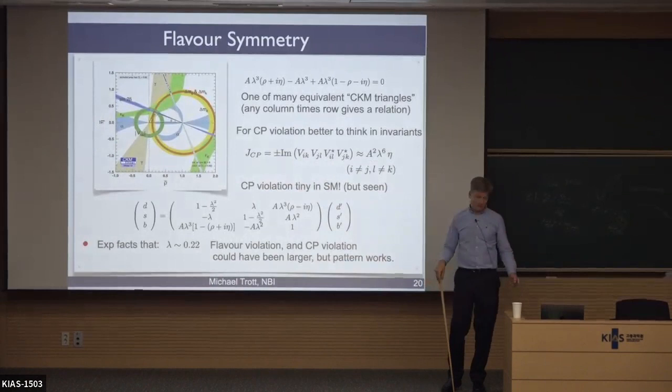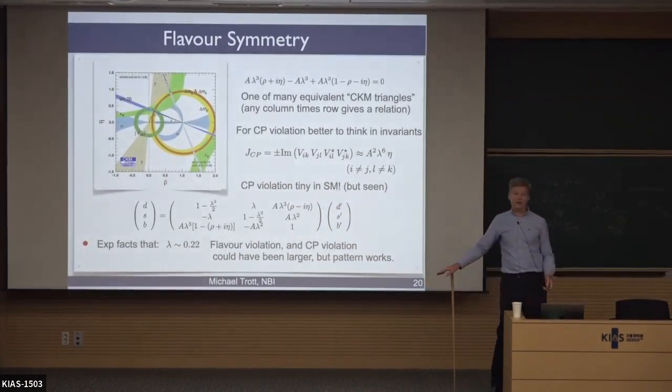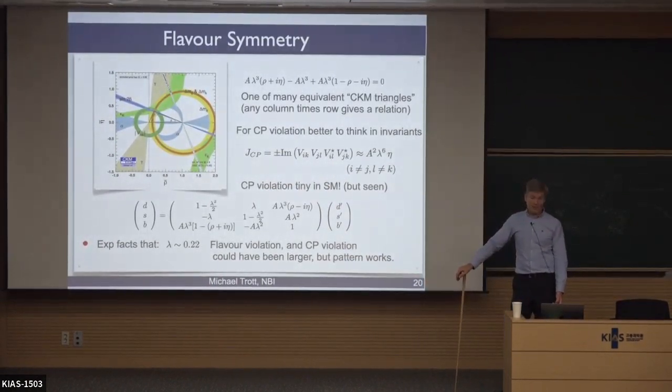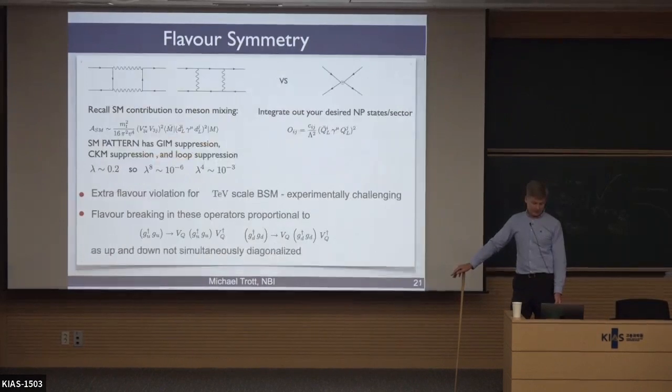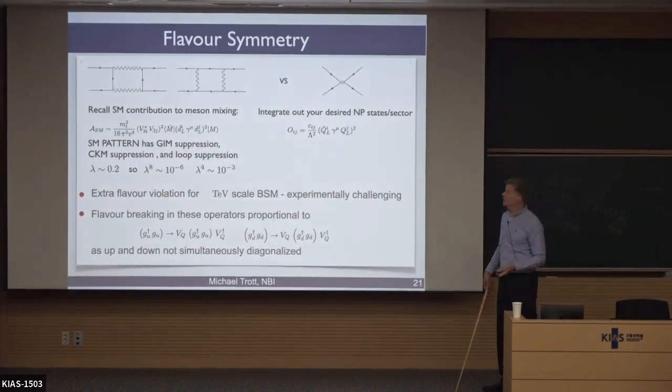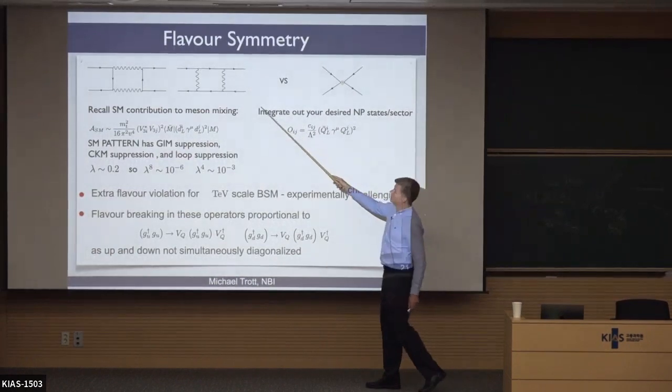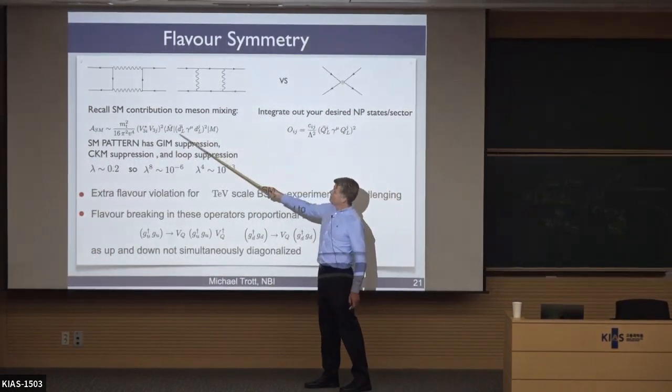Okay, so this is the lightning reminder of how flavor violation has been validated in the standard model. We could have a whole series of lectures on flavor and flavor symmetry breaking. I can't go into it in more detail, but that's basically the idea. So I'm telling you this because then you can compare with the number of parameters that come in for dimension 6 operators.